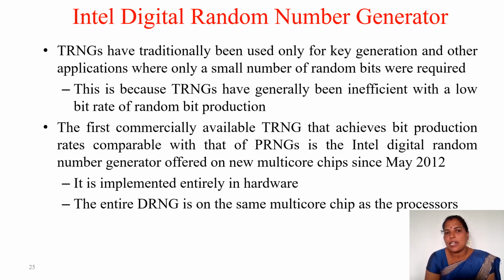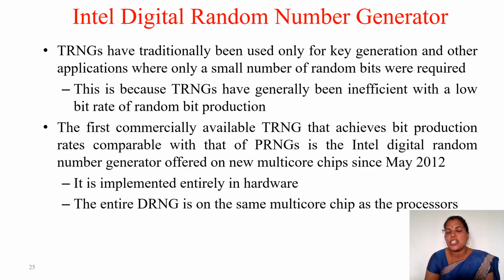True random number generators have traditionally been used only for key generation and other applications where only a small number of random bits were required. So mainly the true random number generator is used in such cases. This is because true random number generators have generally been inefficient, with a low bit rate of random bit production, because more biases are there in this true random number generator. So only in these cases alone we are using the true random number generator.